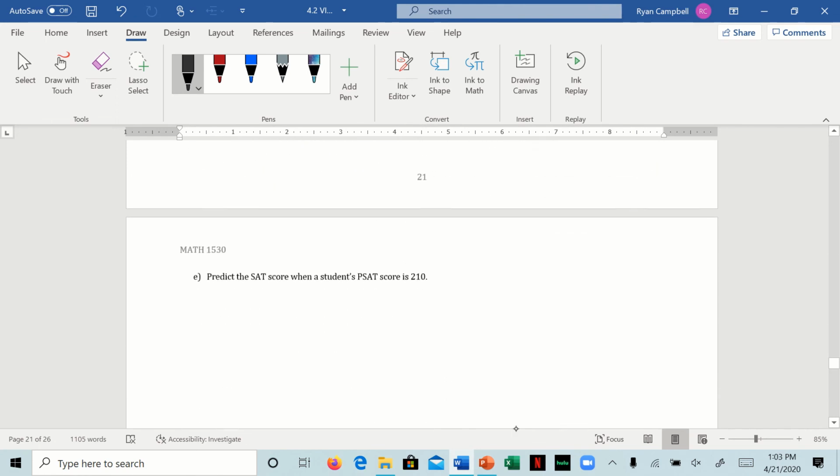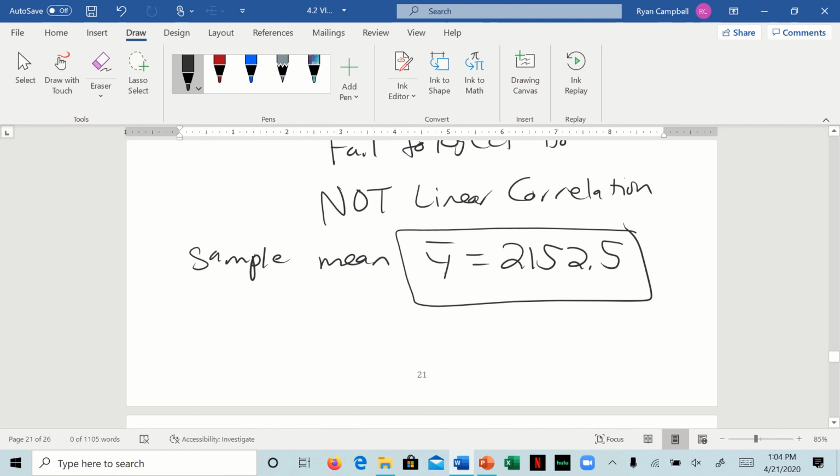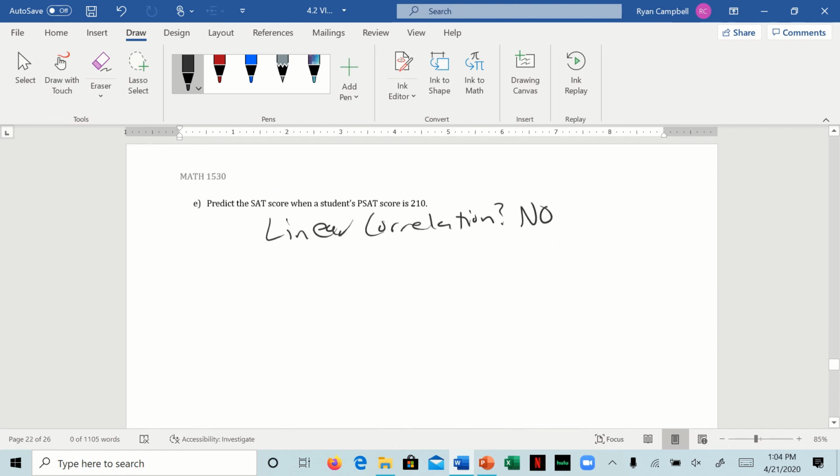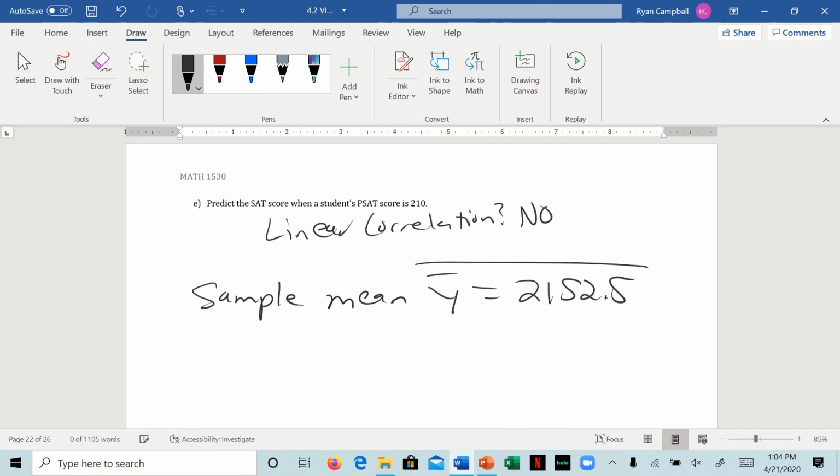All right, what about if the PSAT score is 210? Well, now we'll plug it in, right? No. We have to ask ourselves again, is there a linear correlation? We actually already showed there wasn't, from part D. So if it wasn't then, it's not now. So we still can't plug it in. We would just use the sample mean again, which we already found, right? 2152.5. Good. That's it.